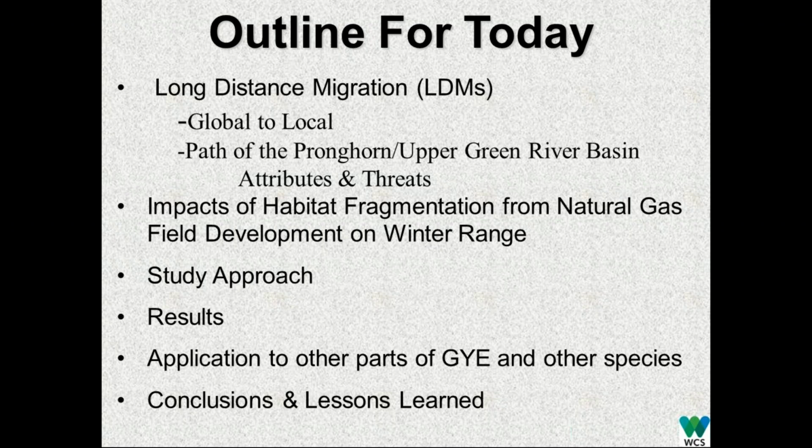And that's the migration that became protected as the path of the pronghorn between their summer range in and around Grand Teton National Park and the winter range in the upper Green River Basin. And I'll use this particular migration to look at some of the attributes and threats to that migration, to use it as a case study. And I'll spend a little bit of time talking about the different aspects of protecting this migration and some of the impacts of habitat fragmentation from natural gas field development on crucial winter range and the concerns that are occurring on winter range to maintaining this long distance migration.